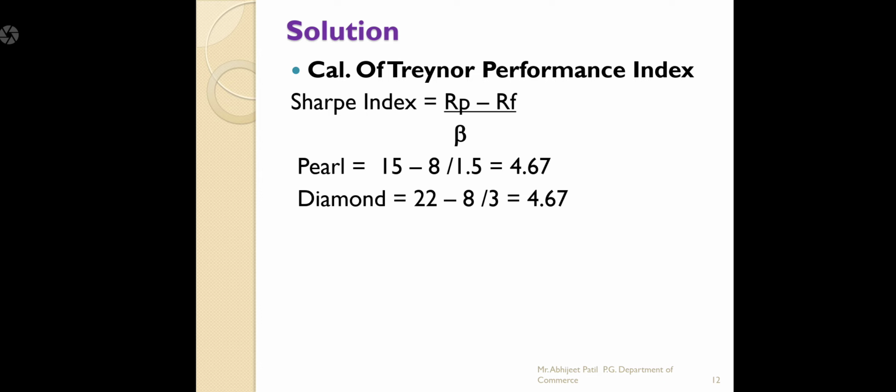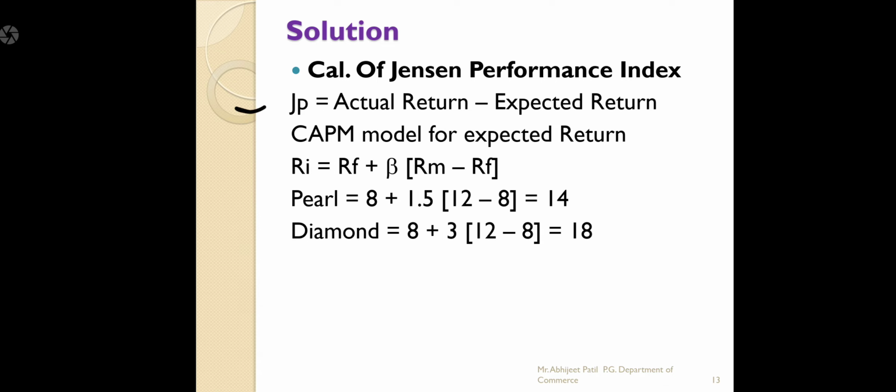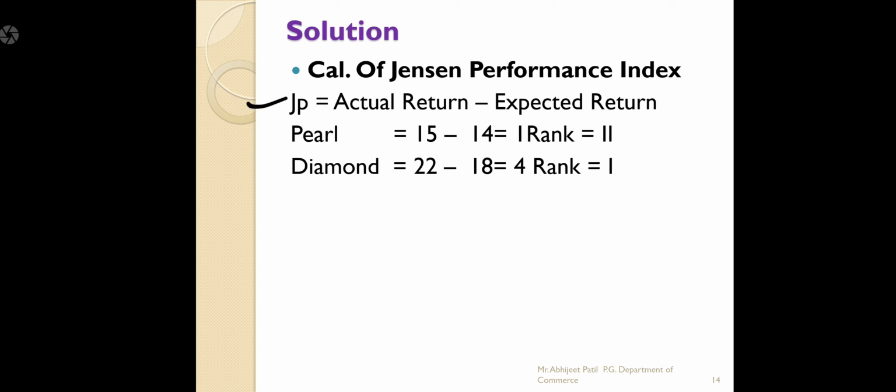And then as per the Treynor index, we go for Pearl and Diamond. Here both performances are the same as per the market, so as per Treynor both the returns are equal, so we can invest in either Pearl or Diamond. And for Jensen's performance, actual minus expected, using CAPM we find the expected returns of Pearl and Diamond. With the help of that equation we get 14% and 18% expected. Then we find the difference, actual minus expected: 15 minus 14 is 1, and 22 minus 18 is 4. So Diamond is getting more returns compared to Pearl as per Jensen's.